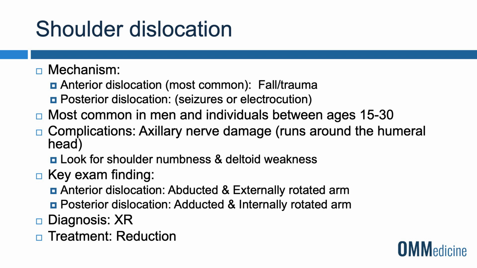And the diagnosis and treatment of a patient with a shoulder dislocation is fairly straightforward. You'll use the history and presentation along with a shoulder x-ray to diagnose it, and then you will reduce the shoulder in order to treat it.